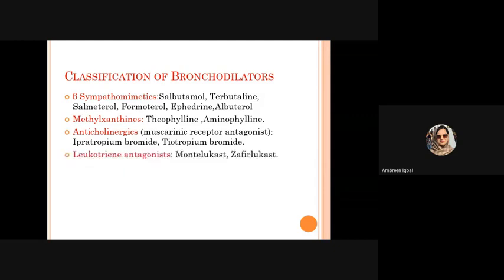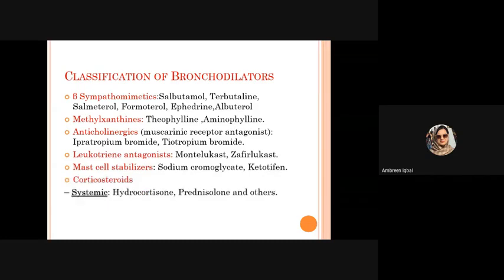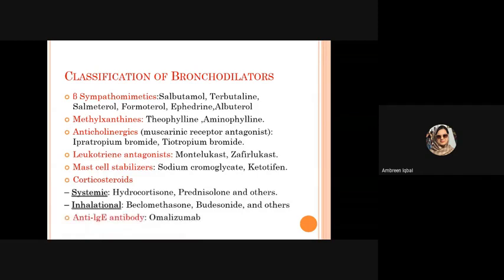Leukotriene antagonists: montelukast, zafirlukast. Mast cell stabilizers: sodium cromoglycate, ketotifen. Corticosteroids: hydrocortisone, prednisolone, and others. Inhalational ones are beclomethasone, budesonide, and several others. And the last is anti-IgE antibodies, omalizumab.